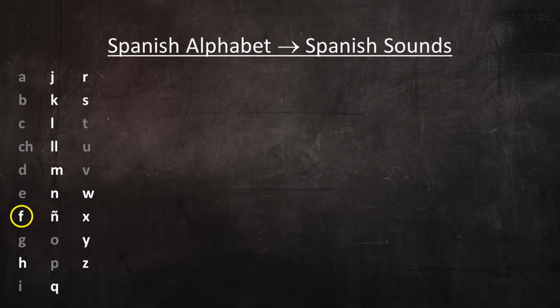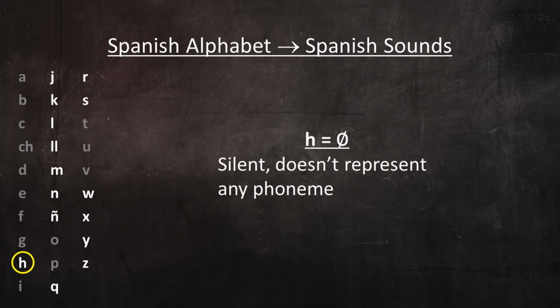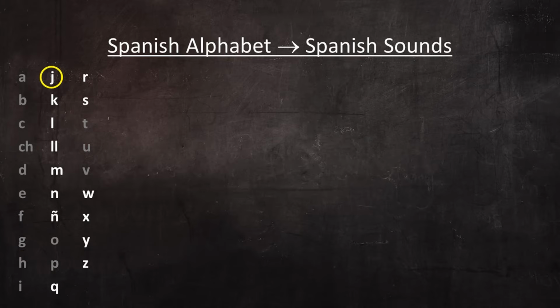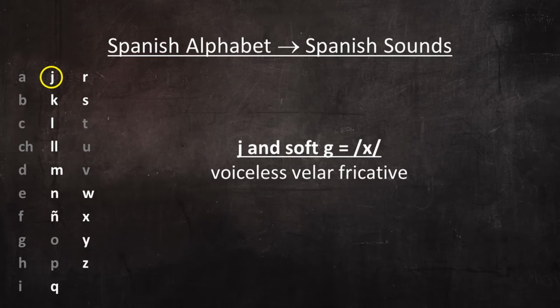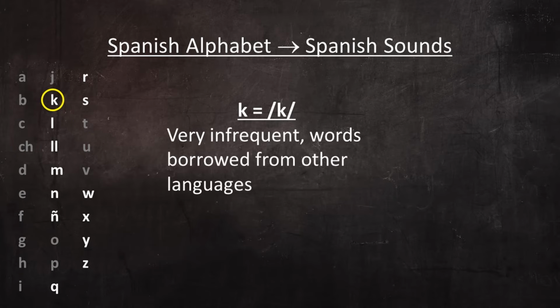The next letter is F, which is pronounced the same in Spanish as in English. The next letter is H, which is silent, which means that it doesn't represent any Spanish phoneme. The next letter is J, which together with the soft pronunciation of G represent the voiceless velar fricative phoneme. Like hard C, the letter K represents the K phoneme. The letter K only appears infrequently in Spanish, mainly in words borrowed from other languages.